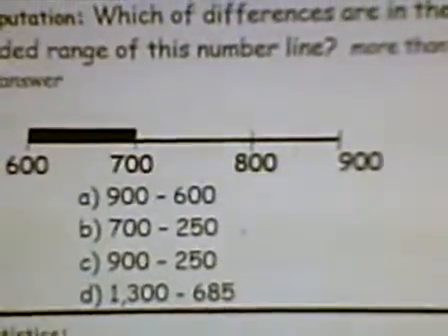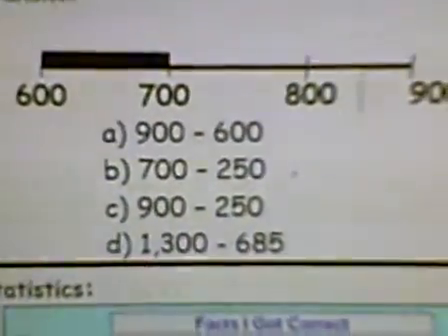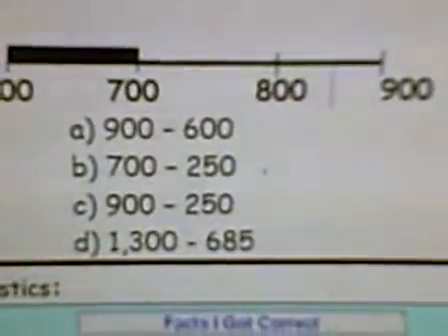Let's solve for A. 900 minus 600. My ones place is 0. My tens place is 0. 9 minus 6 is 3. A is 300. That is not between 600 and 700. Let's solve for B.